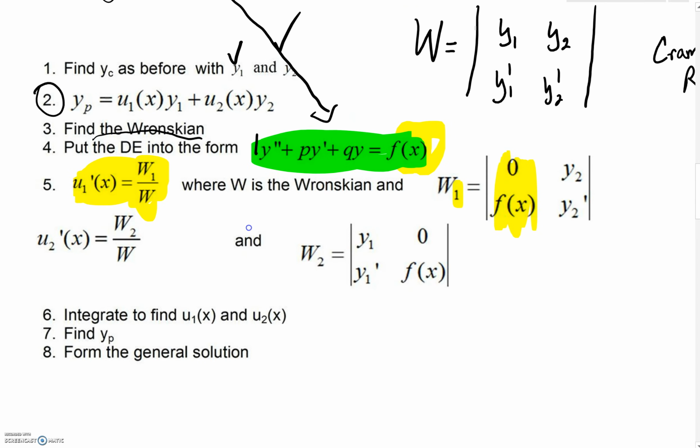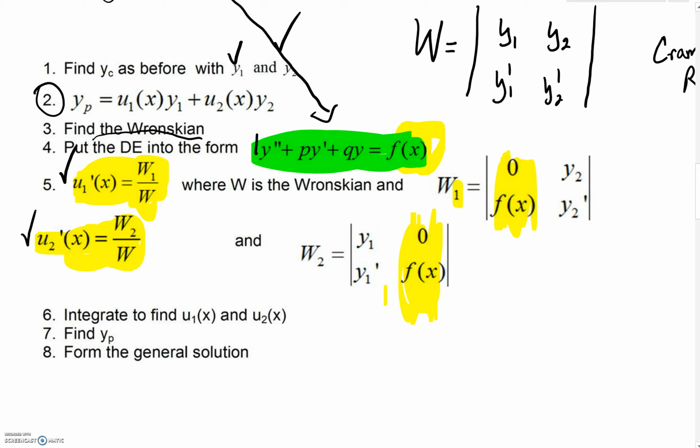Now, solving for u sub 2 prime is something amazingly similar too. You're going to see that it's the second u sub 2, so we go to that second column. And it's the second column that's now different from the original Wronskian. Now it's the second column that has a 0 and an f of x. Your first column, the y sub 1 and y sub 1 prime, are identical to what you saw in the Wronskian.